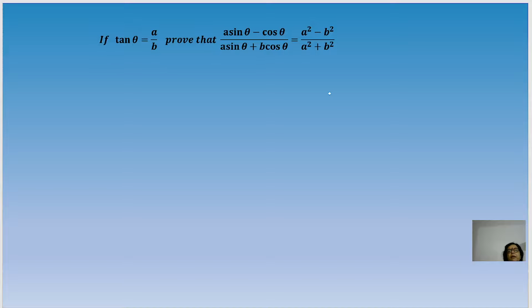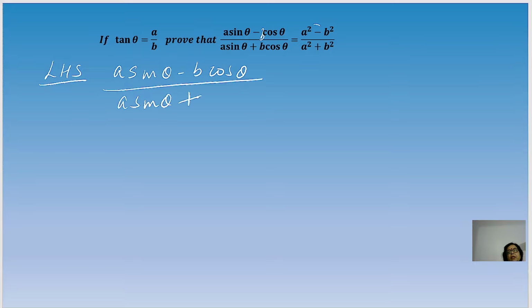Tan theta is A by B. Prove that (A sin theta minus B cos theta) by (A sin theta plus B cos theta) is equal to (A square minus B square) by (A square plus B square). So again we are given here tan theta. So if we take the left hand side of this expression over here, we get A sin theta minus B cos theta by A sin theta plus B cos theta.